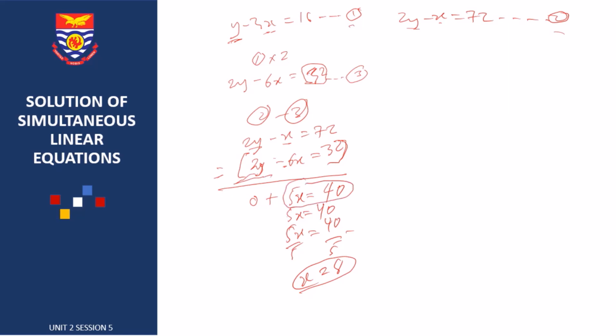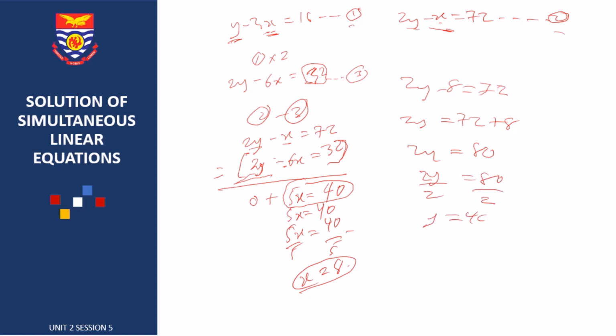Now having found x to be 8, I can put it in any of the equations. I would rather want to put it here so that I won't go and multiply it by anything. So I'll have 2y minus 8 is equal to what? 72. Now I have 2y is equal to 72 plus 8, which gives me 80. I divide both sides by 2. Now 80 divided by 2, I'll have y equal to 40.